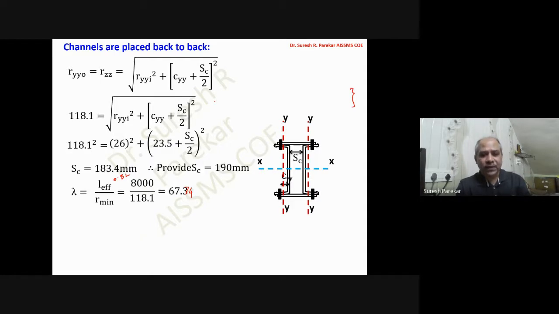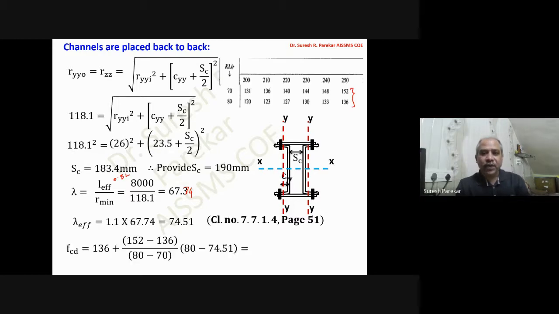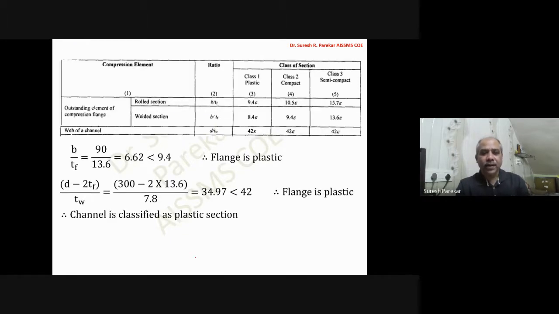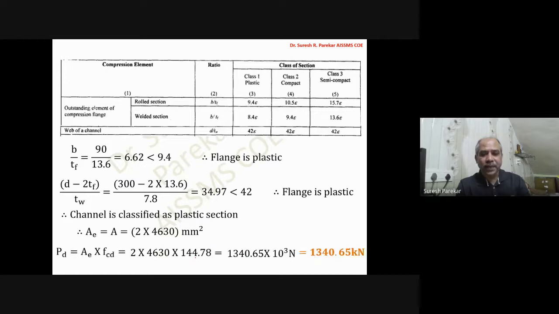Now lambda effective we will calculate, which gives me 67.74. For this I will calculate the value of lambda effective, which will be 1.1 into lambda of overall of column, according to clause number 7.7.1.4. And from this table 9C, we get the value of FCD, which we got as 144.78 MPa. And that gives me the value of PD, which will be equal to 1340.65 kilonewton, greater than 300 kilonewtons.